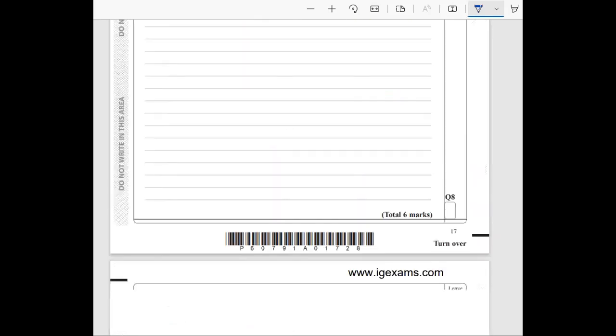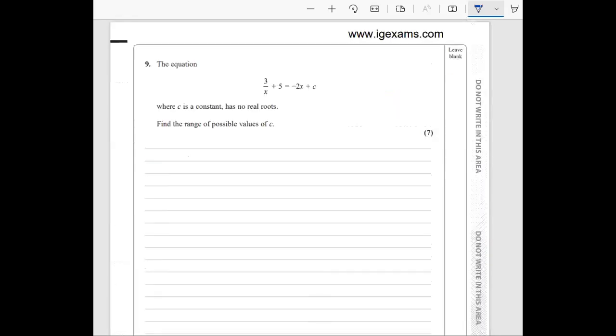Let's talk about the ninth question. So what do we have? The equation, where c is a constant, has no real roots. Find the range of possible values of c. Now this is a question where we have no clue, because whenever we have a range, there should be some inequality, right? So the question is not about solving this. You need to first make an inequality using what they have told you, and then find the values of c through that range.